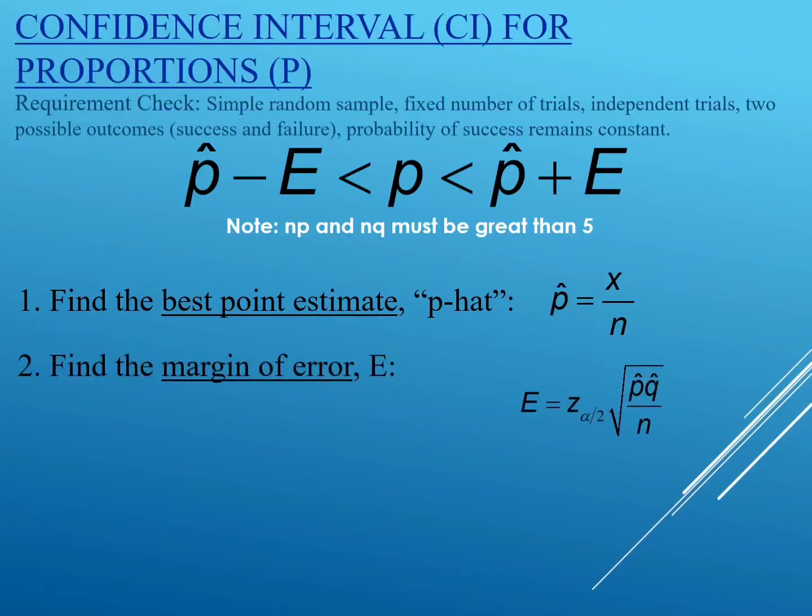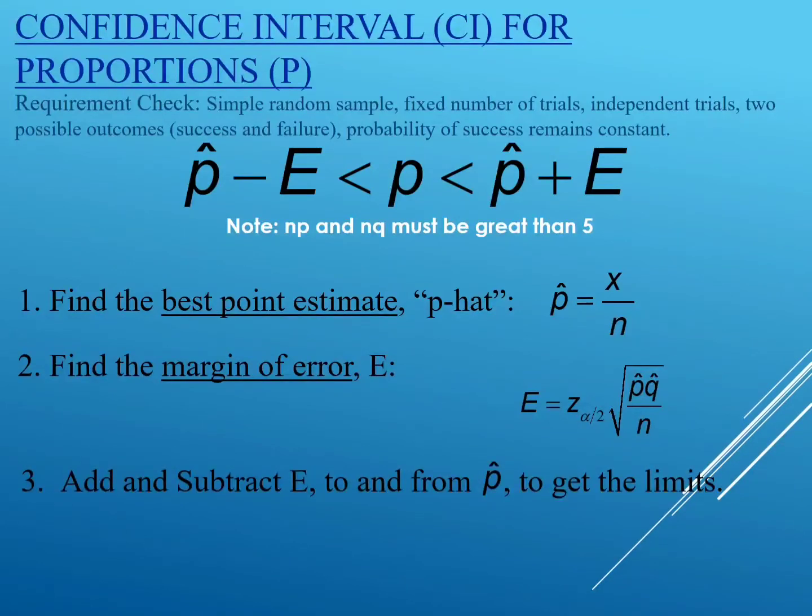What is E? E is the margin of error. It is critical z times the square root of p hat q hat divided by n. What is p hat? Again, x over n. What is q hat? 1 minus p hat, as in the rest. So the failure divided by n. So if p hat is the success divided by n, q hat would be the failure divided by n, all over n.